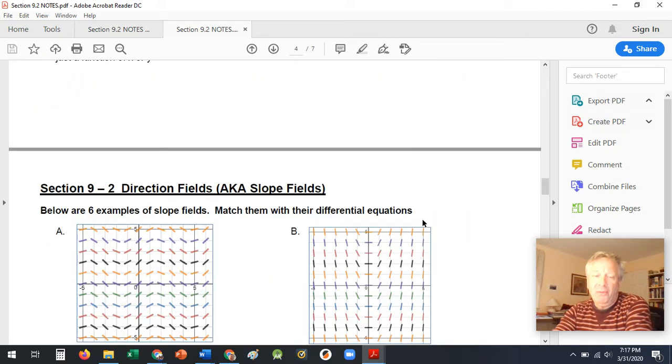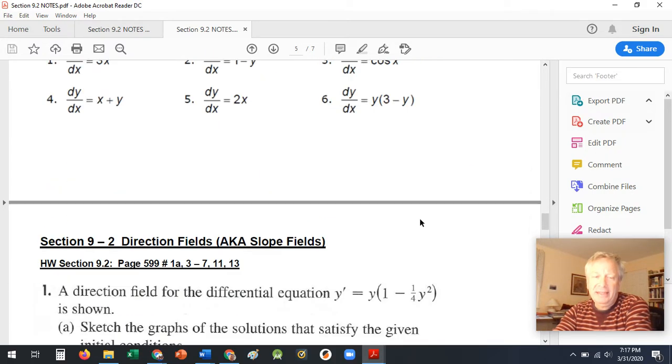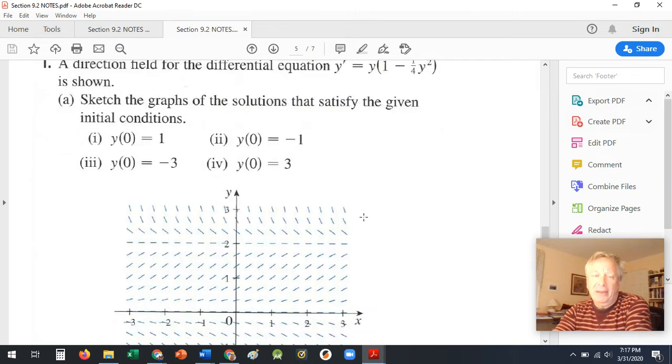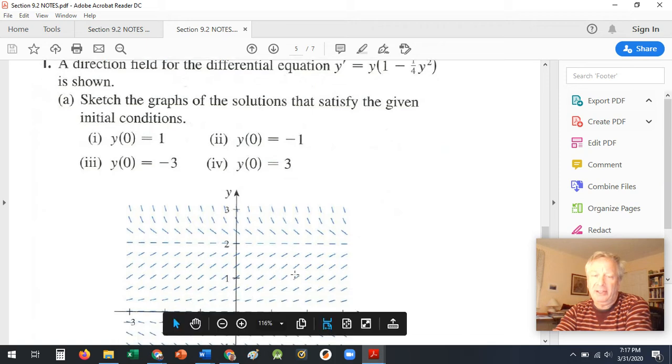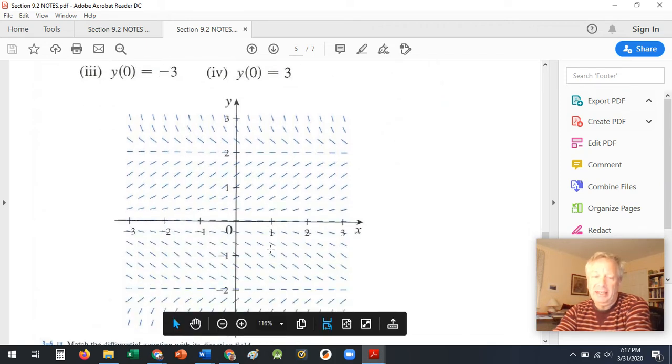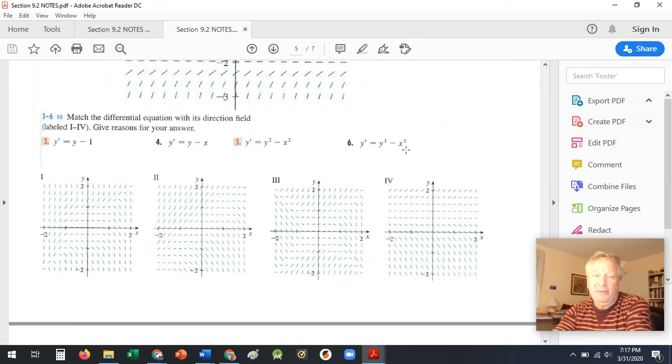The homework is, guys, I give you 4 initial conditions and a slope field. See if you can approximate what the solution looks like. Down here, I give you 4 equations and 4 slope fields. See if you can match the equations to the slope fields.